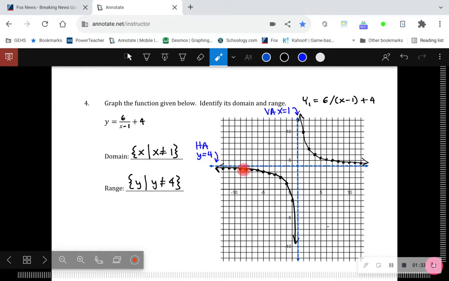Since the graph itself is avoiding those two locations, in other words, x value of 1, we know that the domain is going to be any x except for x equals 1. And then in the vertical direction, the range direction, you can see that it's avoiding that horizontal asymptote when you say that y is not equal to 4, but actually is equal to everything below 4 and above 4. And that does it for problem number 4.